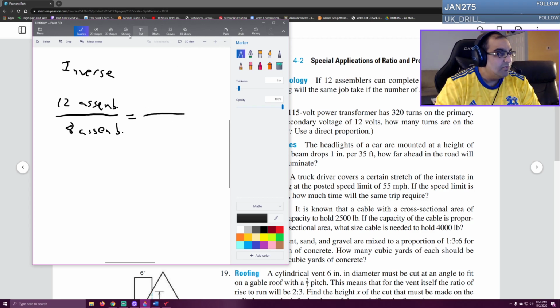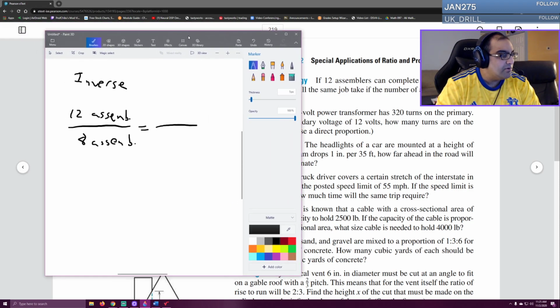We know that the 12 assemblers take 4 hours to complete this job. So we're going to put the 4 hours here on the bottom, okay, since it's inverse. And we'll put the X amount of hours here on the top to determine what that relationship is going to be.